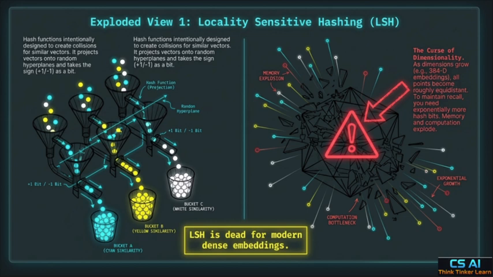However, LSH is largely dead for modern dense embeddings due to the curse of dimensionality. As dimensions grow to 384 or 768, all points become roughly equidistant, and you need an exponential number of hash bits to maintain recall, leading to a memory and computation explosion.